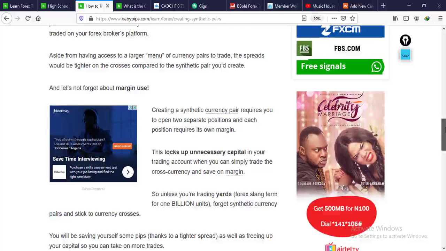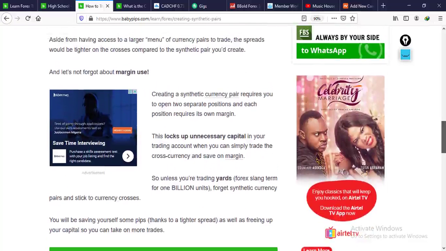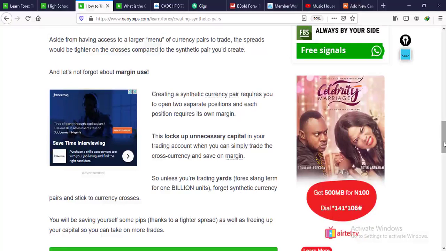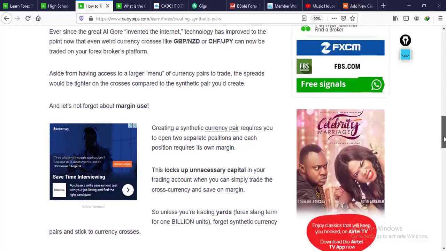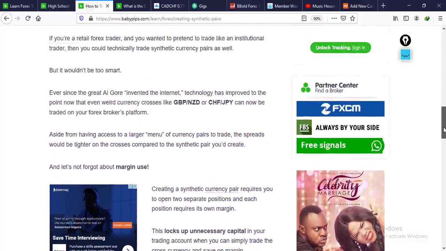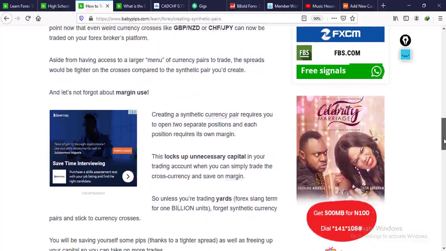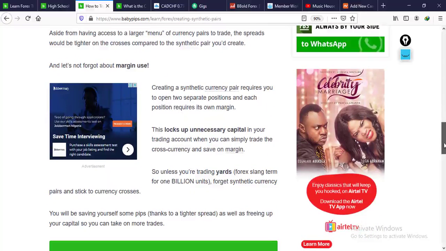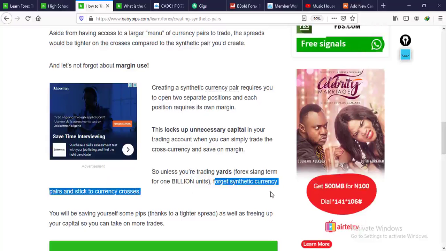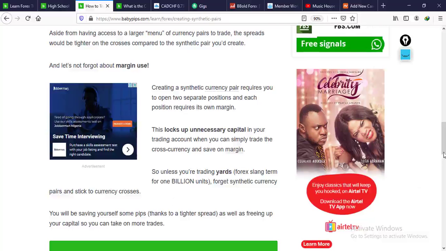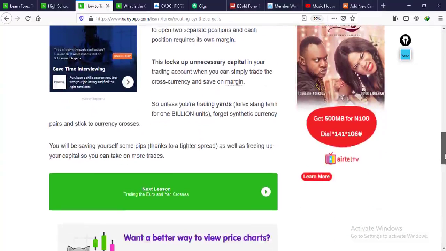Institutional forex traders can do this because they have lots of yards. When they say yards in forex trading, it's slang that means billions of units. So if you're not controlling financial instruments worth millions and billions, you don't want to be trading like the institutions do, okay? Just trade the way you should trade. That's the advice Babypips is giving us. It says, unless you are trading yards, forget synthetic currency pairs and stick to currency crosses. Okay, so that's all we'll be taking for this lesson.